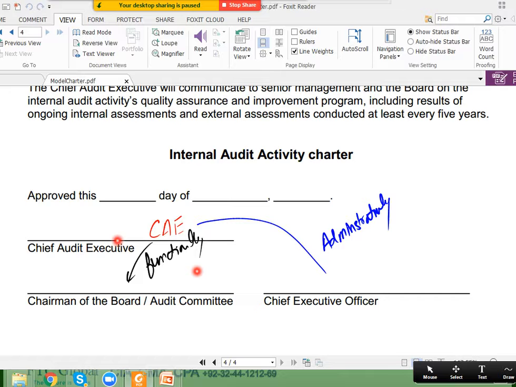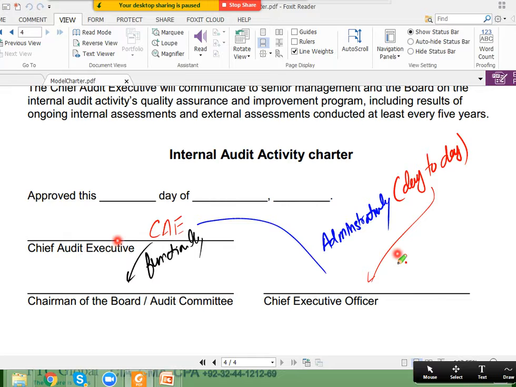Administrative reporting is day-to-day reporting. Remember, administrative means day-to-day: procurement, marketing, research, controls, inventory, receivables, payables, day-to-day operations. These reportings are directed to the chief executive officer, whereas the functional reporting on the internal controls, the governance processes, and risk management is done to the audit committee, the chairman of the board. We'll read about that in detail in our coming lectures.